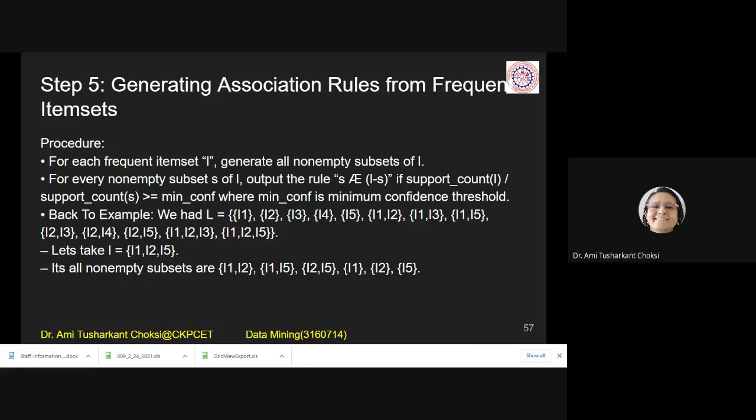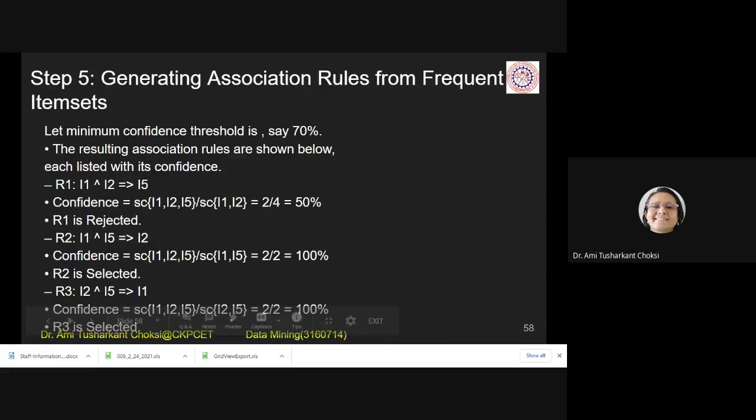How do we derive the rules? By taking all combinations of these three items. Say I1 and I2 implies I5, I1 implies I2 and I5, right? All those will be considered, fine? So let us say we have the rule I1 and I2 implies I5. What do we need to do for that? We need to check whether the rule is accepted or not.